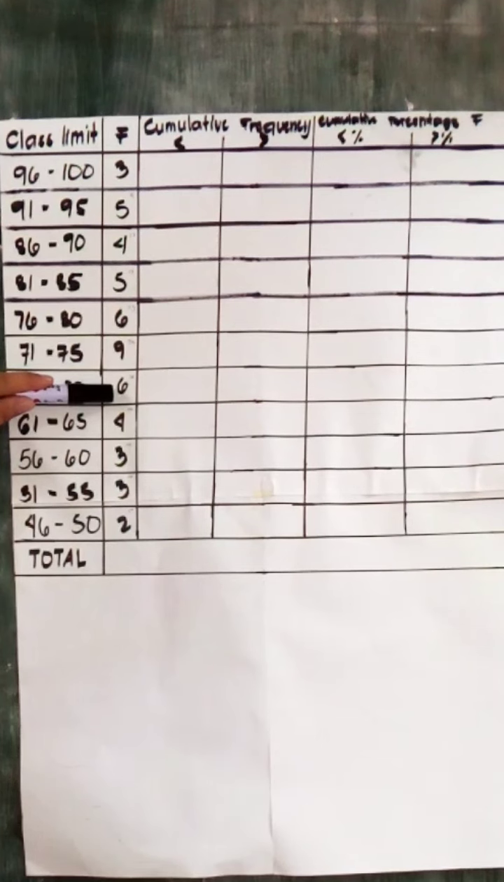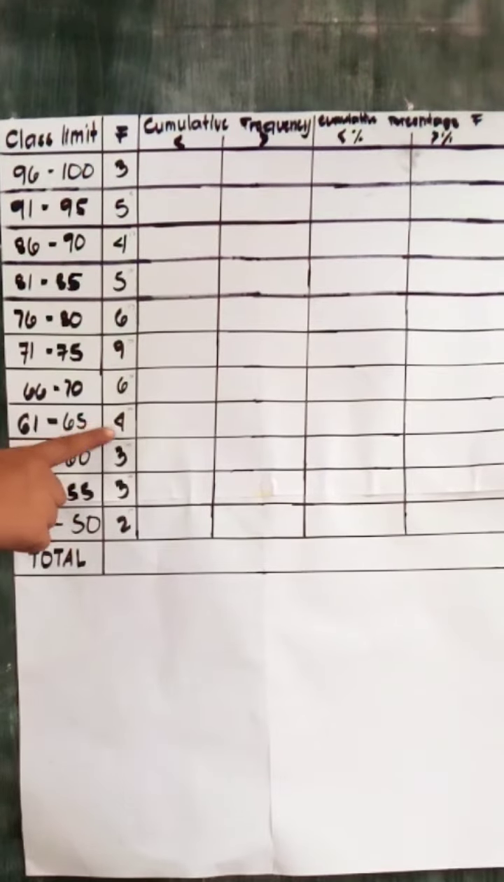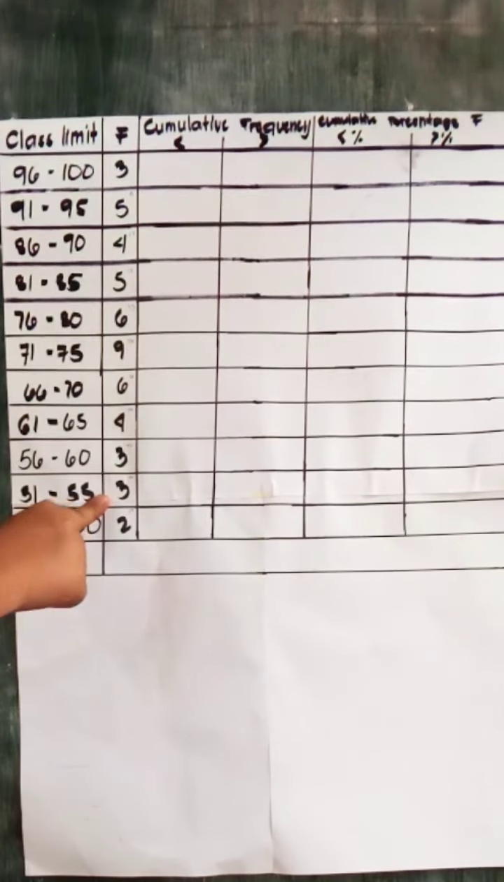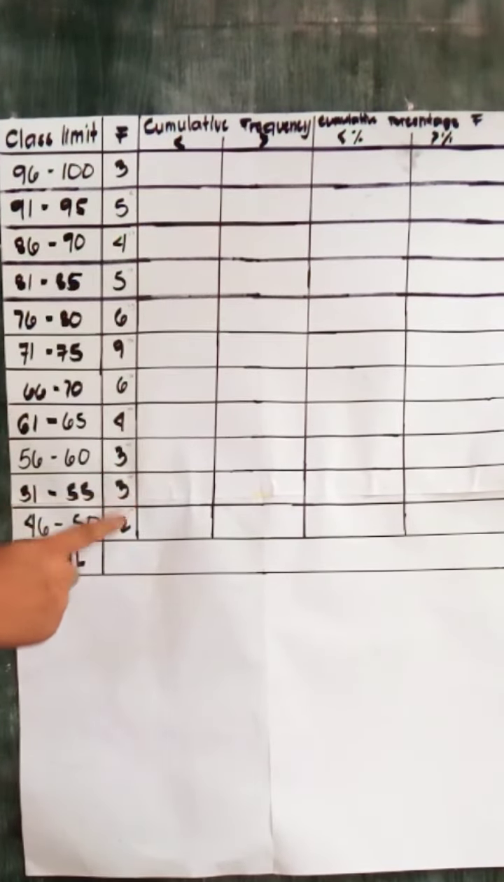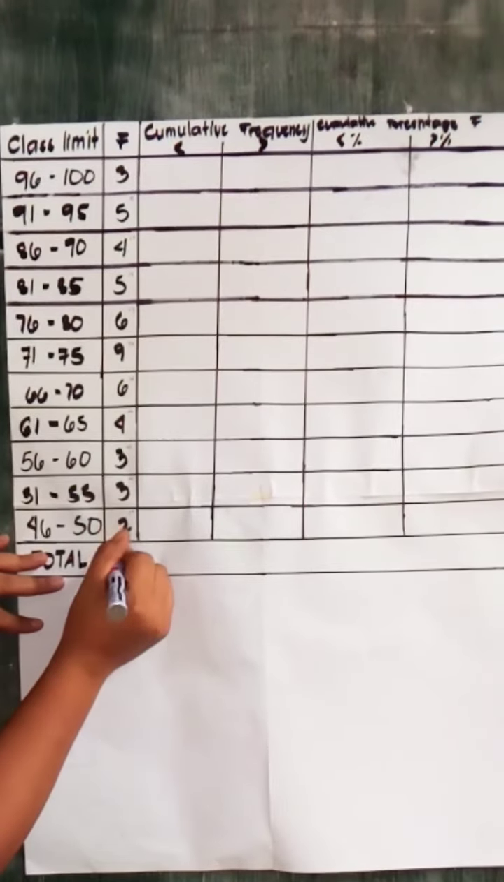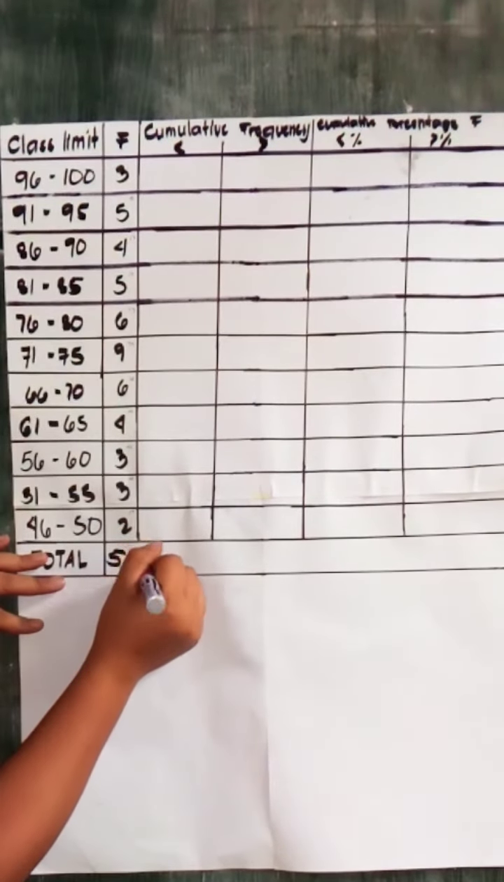32 plus 6 is equal to 38. 38 plus 4 is equal to 42. 42 plus 3 is equal to 45. 45 plus 3 is equal to 48. And 48 plus 2 is equal to 50. So the total frequency is 50. We will write 50 here.